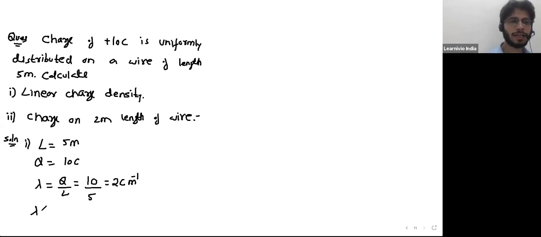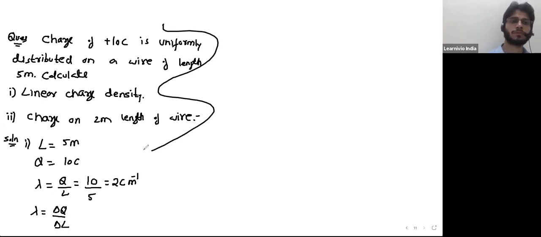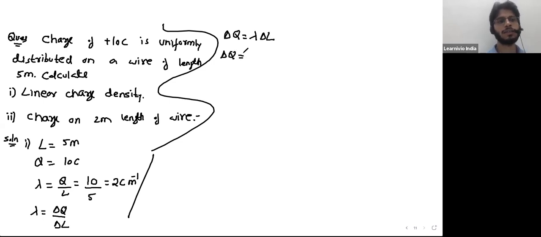You can write this lambda in this way also, that this is delta Q over delta L. You can write delta Q as lambda into delta L. How much is lambda? Lambda is 2. And how much is delta L? This is the first part, this is the second part. See, the second is straightforward. You know charge on 1 meter. The charge on 1 meter is 2 coulomb.